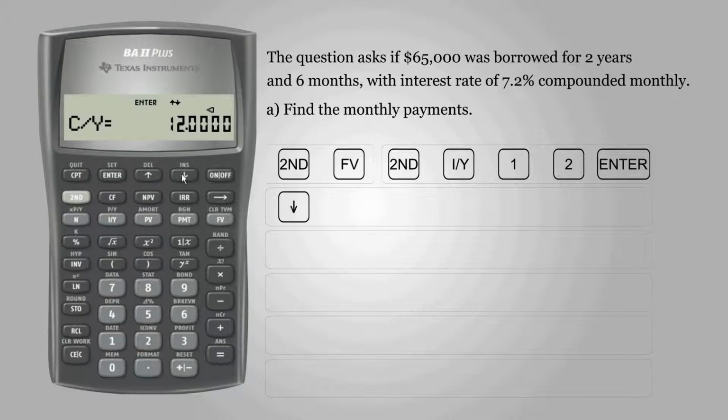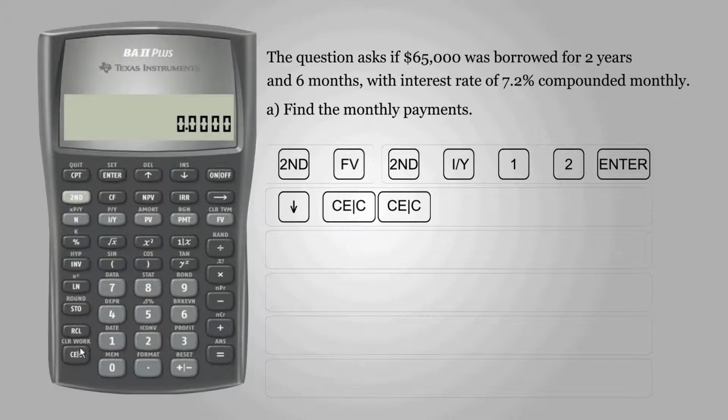Note that the number of interest periods is also 12, since the question asks for compounded monthly periods. You don't need to modify it, as it's automatically set to the PY value. Press CE/C and CE/C again to exit.